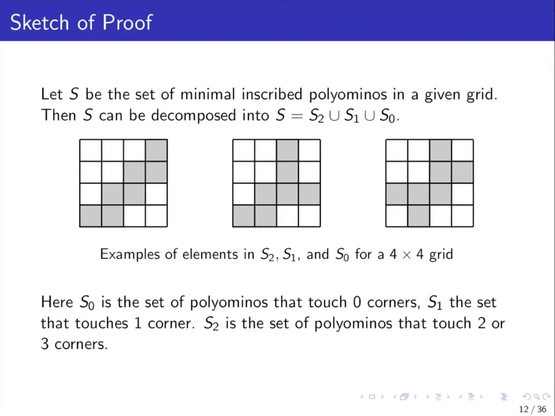So we see in S2, on the leftmost polyomino, that it touches 2 corners. Then in the middle, we see a polyomino that touches 1 corner. And then finally the polyomino on the right, which touches 0 corners. And these are all in the 4x4 grid. It turns out that enumerating S2 is the basis for enumerating S1 and S0. And so we will just focus on enumerating S2.